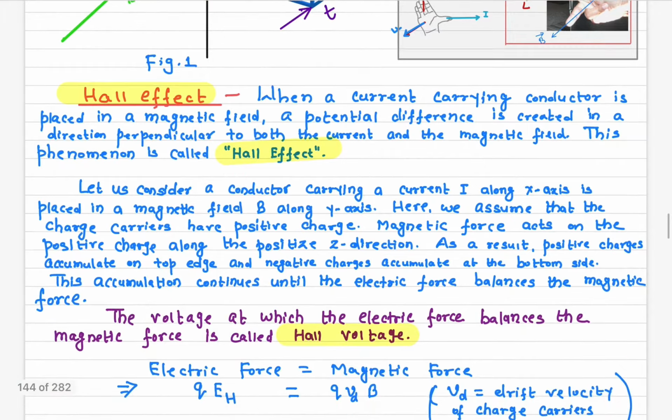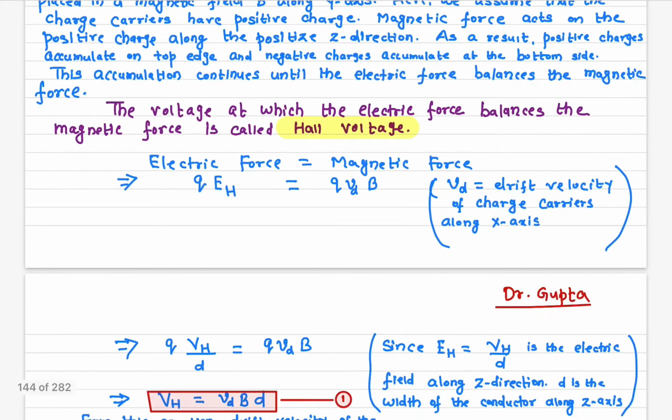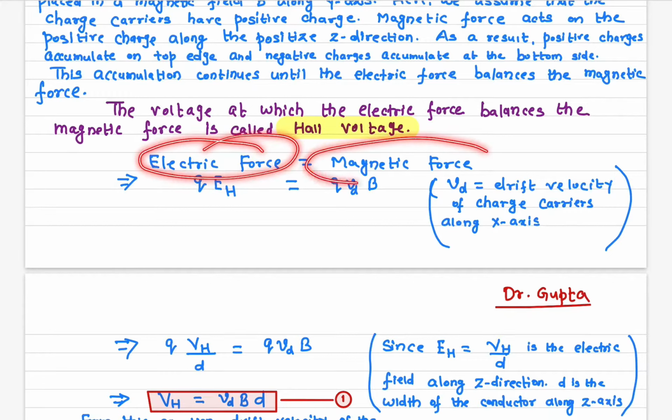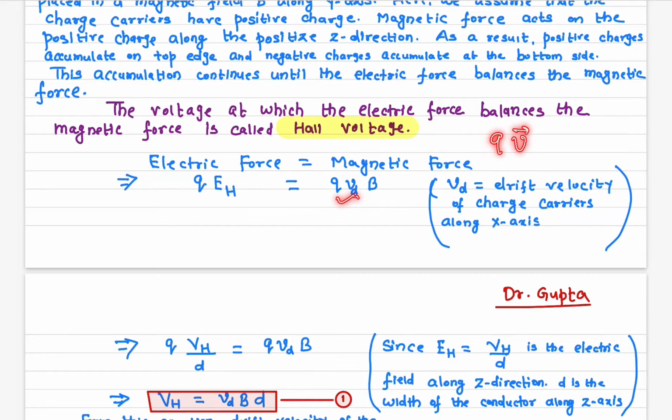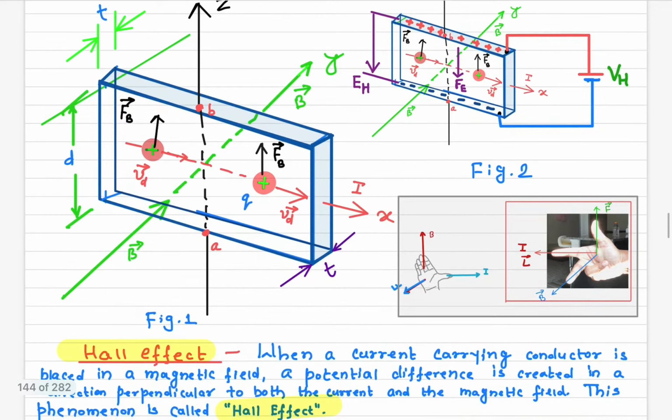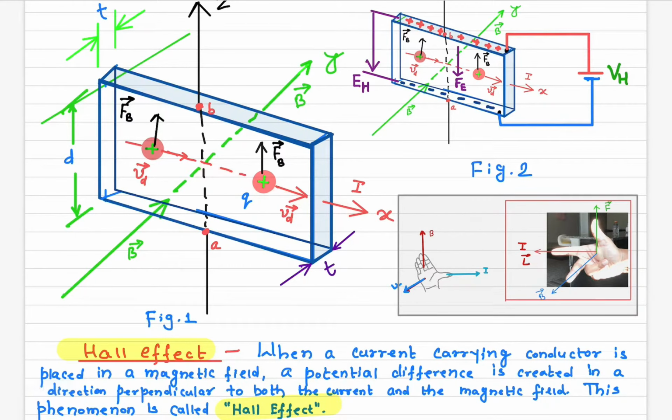Now, as I mentioned, at one point the electric force just balances out the magnetic force. Here is the electric force, and this is the magnetic force. What is the formula for the electric force? The electric force is given by Q times the electric field. And the magnetic force is given by Q V cross B. Here V, the drift velocity, and the magnetic field are mutually perpendicular. You see the current is moving in this direction, and the magnetic field is applied along this direction. So they are mutually perpendicular.